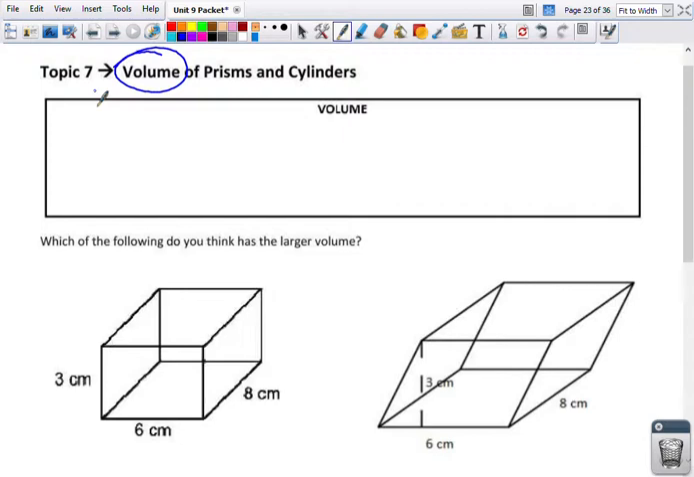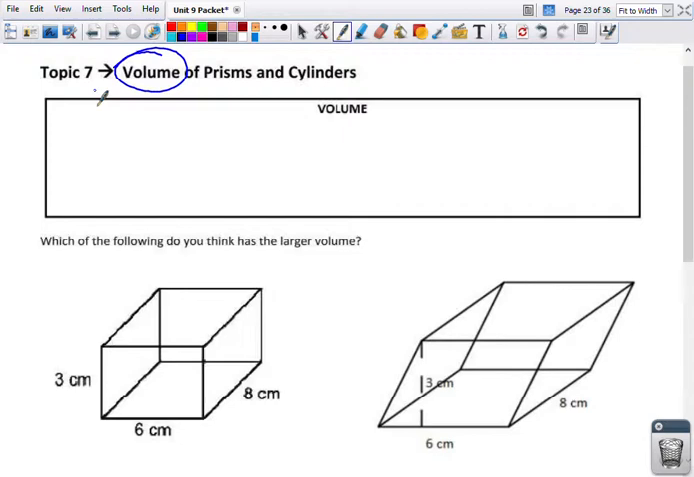Okay, so we talked about surface area and what that is. That's the space on the outside. Like if I was going to paint a building, I'd be talking about the surface area. It's just a bunch of 2D faces that I'm adding up. Volume's a little bit different, and I'm sure you've experienced it before, but it's how much space is inside of an object.